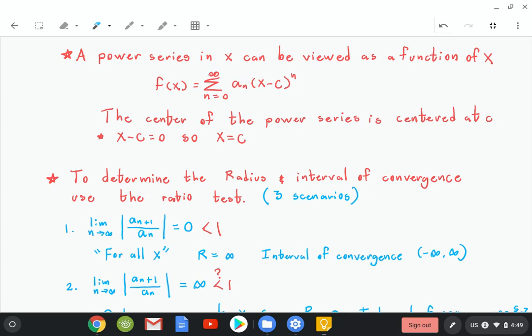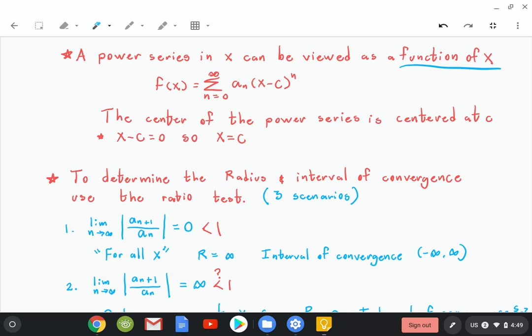But basically, a power series in X can be viewed as a function of X, right? So that's kind of important. It's a function of X. Notice that as opposed to other series that we've dealt with so far, this one has some kind of X function in it. That's how I was able to determine what's a power series and what's not. Now, that might be the very basics, all right? So this is not necessarily the gospel here.